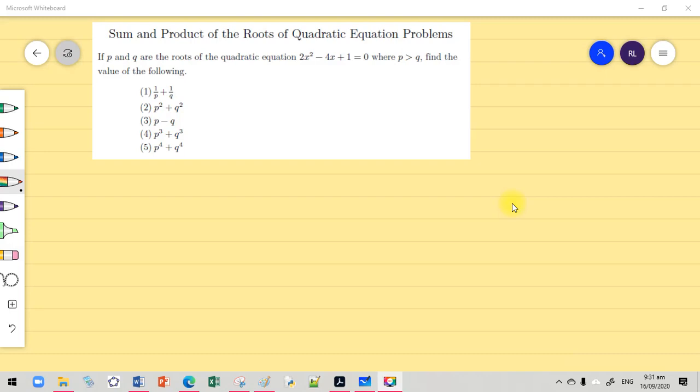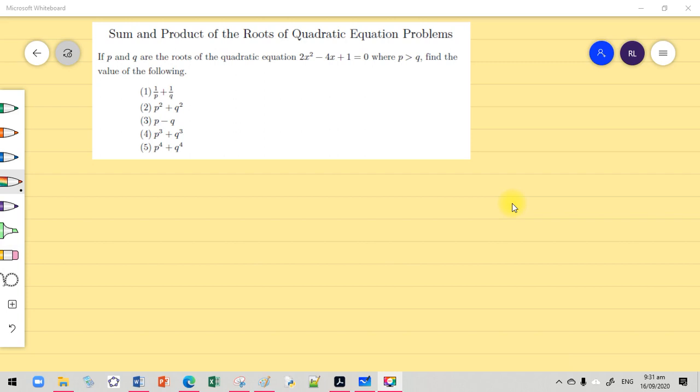Okay, so in this video, we are going to answer two problems related to the sum and product of the roots of a quadratic equation. Our first problem is: if P and Q are the roots of the quadratic equation 2x squared minus 4x plus 1 equals 0, where P is greater than Q, find the value of the following.